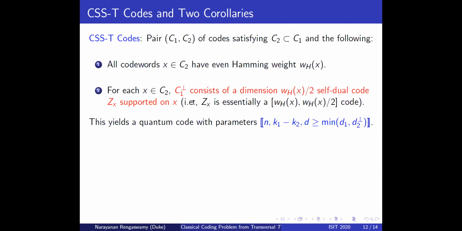But when you specialize to CSS, you get this condition that you have a pair of binary codes, C1 and C2, where C2 is a subset of C1. C2 is an even code. The second condition you need is that for every code word in C2, the dual of C1 contains a self-dual code in the support of the code word. So you look at the non-zero entries in x, and under those indices, there has to be a self-dual code inside the C1 code. This should be true for every code word in C2. So that's the classical coding family we desire. Once you have this family, the quantum code has these parameters: n, k1 minus k2, and distance.